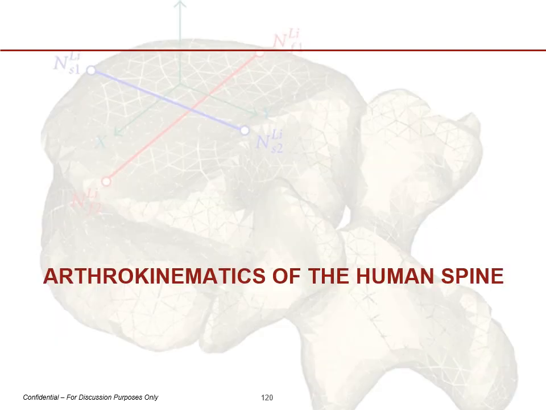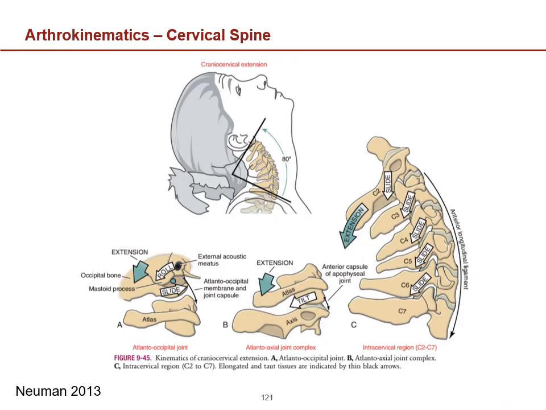The arthrokinematics of the human spine. Okay, we'll start with the cervical spine. We'll start with extension as the first movement. According to Neumann, the arthrokinematics are described with the superior vertebra moving along the inferior vertebra.